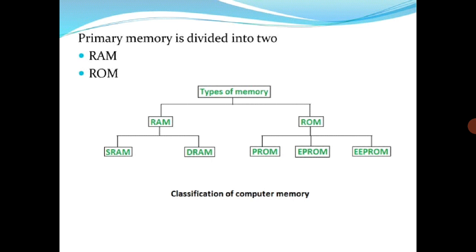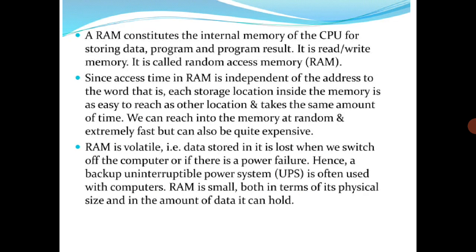Basically, the memory is divided into two halves. One is random access memory and another one is read-only memory. Random access memory is classified into SRAM and DRAM. SRAM stands for static random access memory and DRAM stands for dynamic random access memory. ROM is classified into PROM, EPROM and EEPROM. PROM is programmable read-only memory, EPROM is erasable programmable read-only memory, and EEPROM is electrically erasable programmable read-only memory.